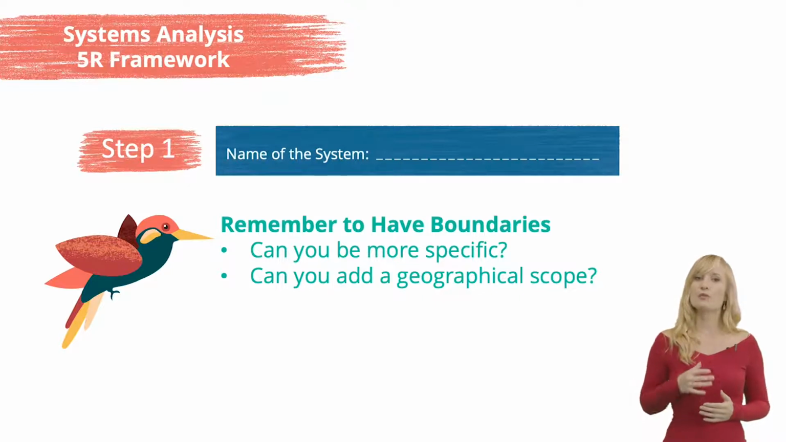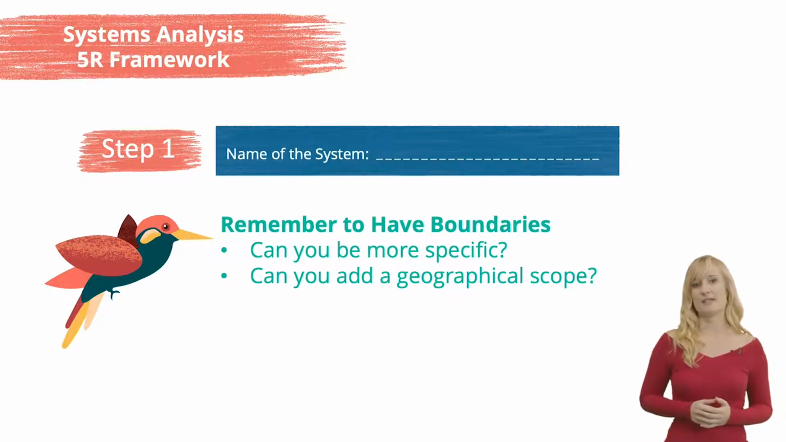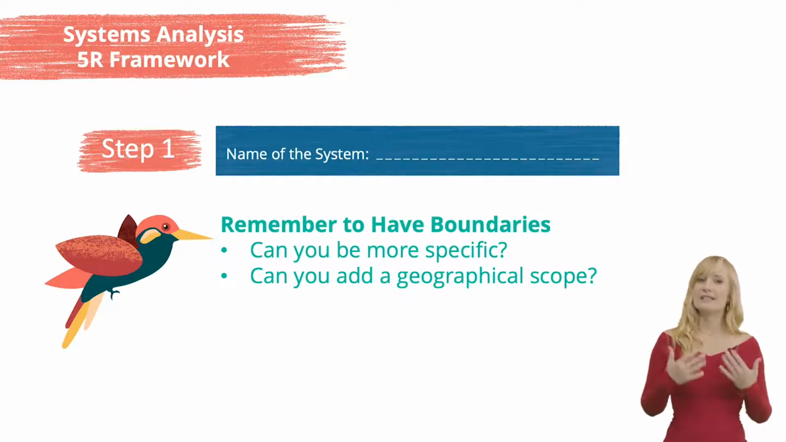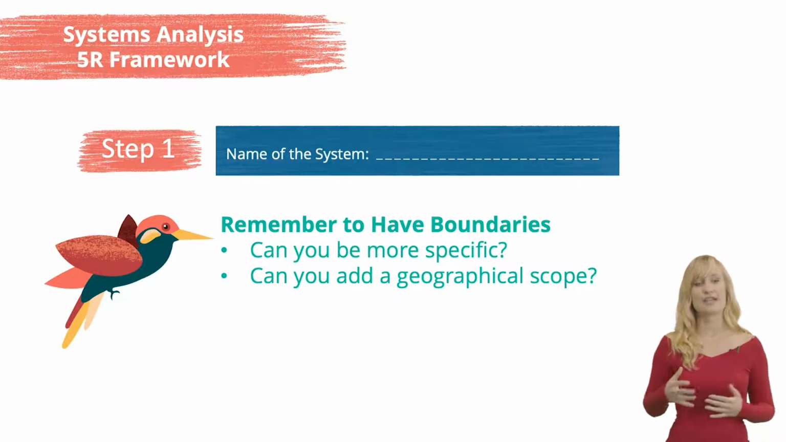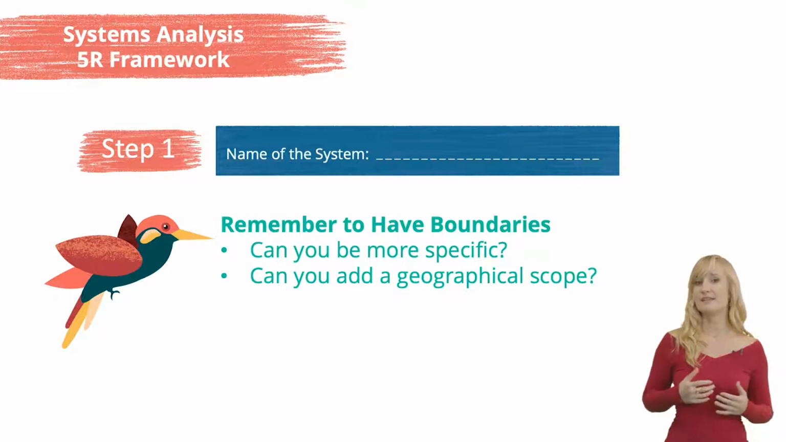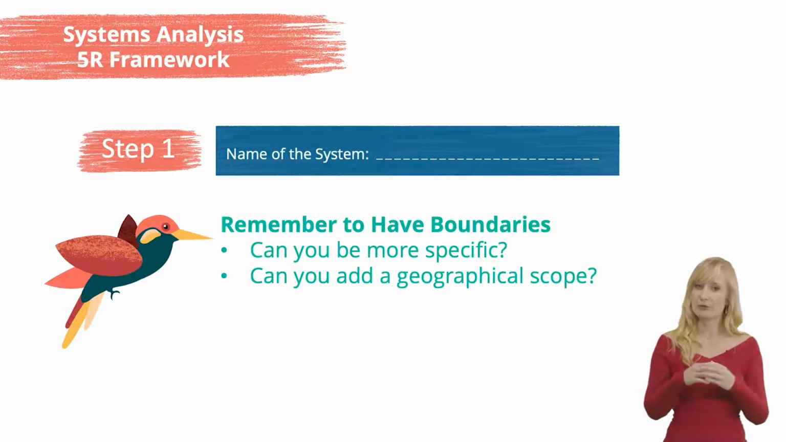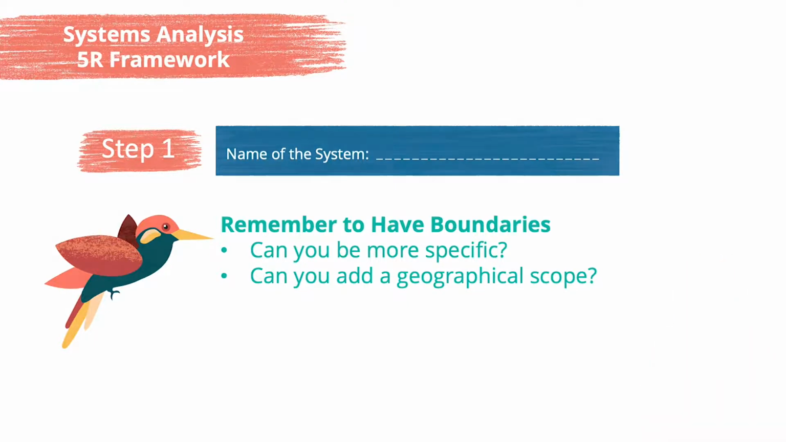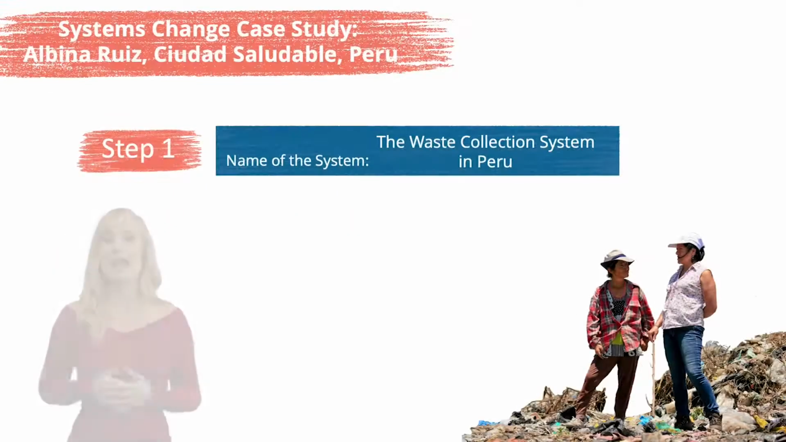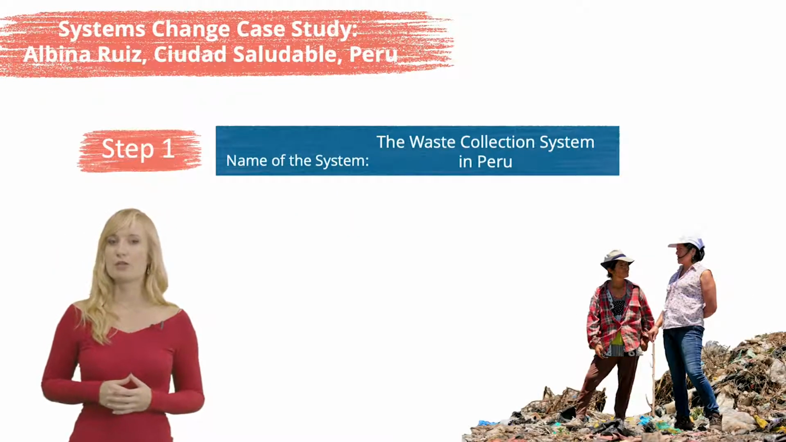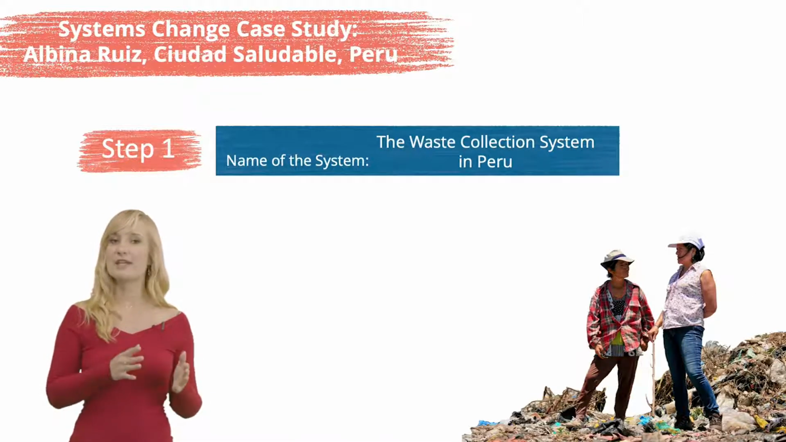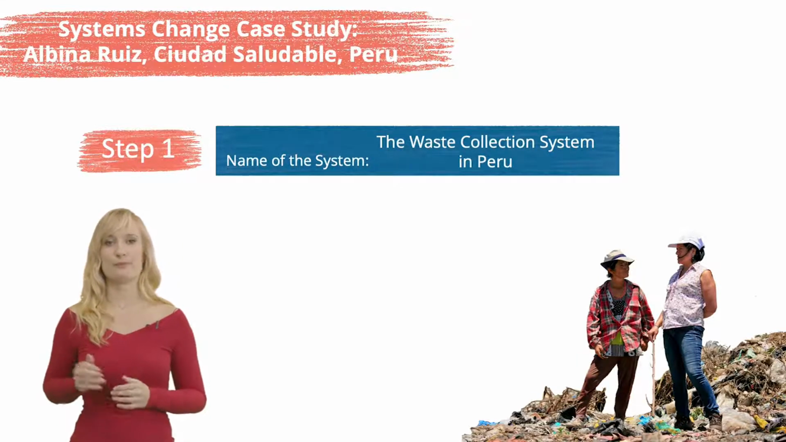Please remember that you want to avoid unintended negative consequences at this stage, which is why you ideally define a subsystem of which you have sufficient understanding to navigate its complexity. Ideally, the system should be defined as narrowly as possible and as broadly as necessary. As explained in Module 2, our social entrepreneur Albina has formulated the system of her focus as the waste collection system in Peru.